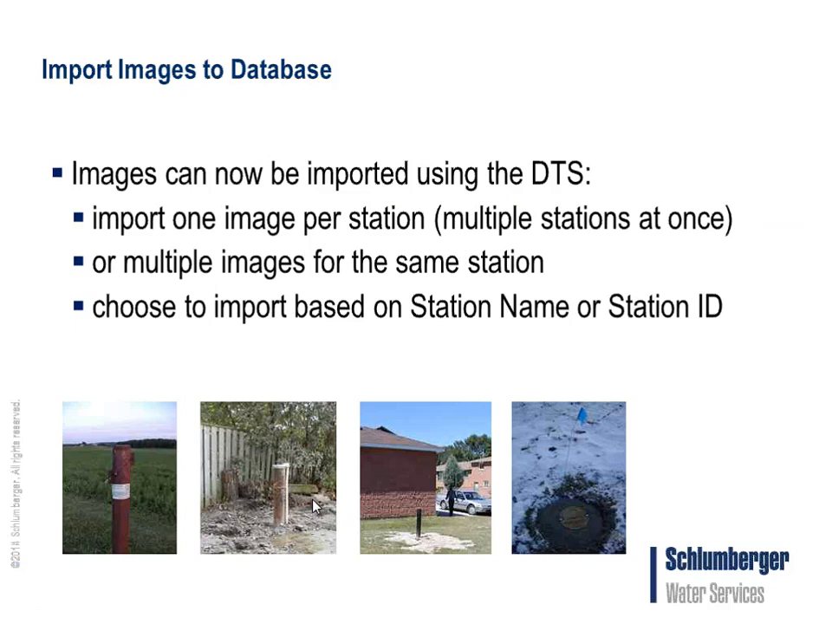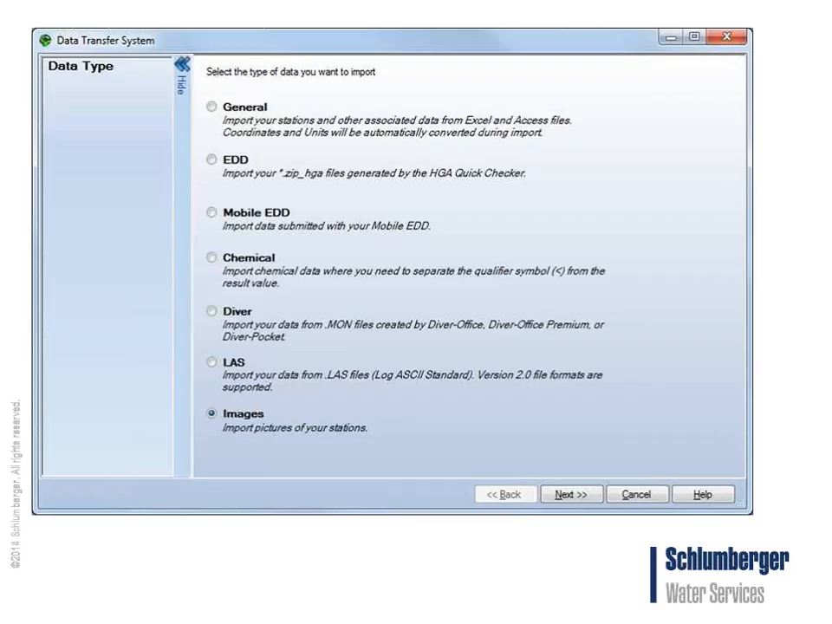Now, we've also implemented a new option within the data transfer system to import your images. Previously you could bring them in one at a time, but there was no option to bring in multiple images all at once. So the option allows you to import either one image per station, if you're bringing in multiple stations at once, or if you have multiple images for the same station. You can also choose here to import based on your station name or your station ID. Within the data transfer system, you'll find this option down here at the bottom to bring in your images.